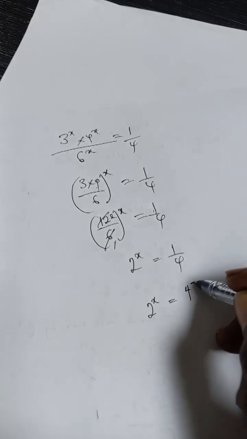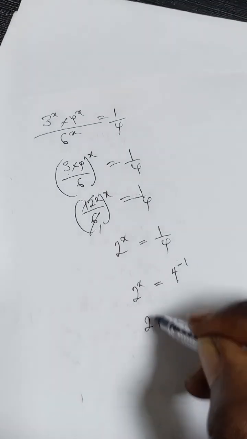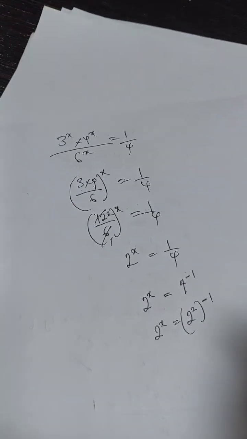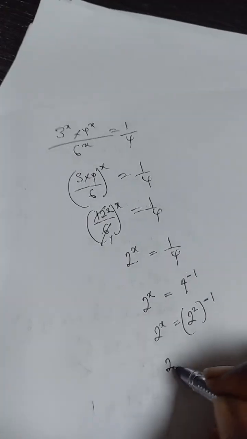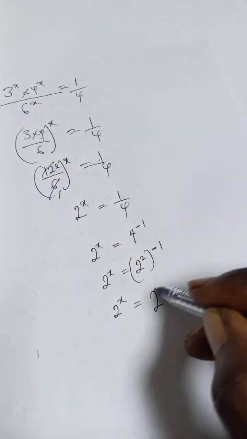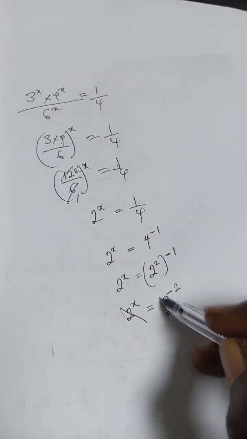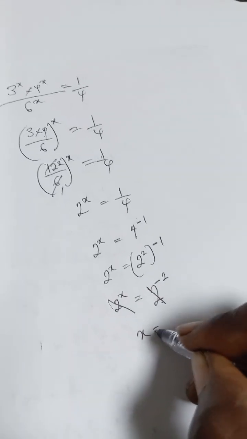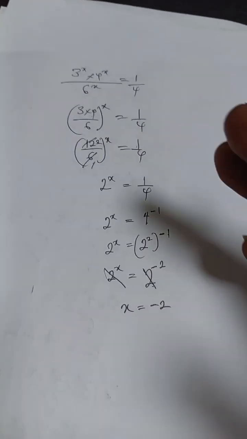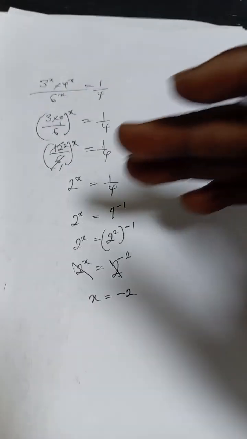Since we've been doing something like this initially, we should know 1 over 4 will give us 4 raised power minus 1. Now 4 is a multiple of 2, so we have 2 raised power x equals 2 raised power 2, the bracket, minus 1. Open the bracket, we have 2 raised power x equals 2 raised power 2 times minus 1, which is 2 raised power minus 2. Now the bases are the same, we have minus 2 and x, so x equals minus 2. You can see it's simple and straightforward. It was only this long because I had to explain a little bit by bit. Thanks for watching.